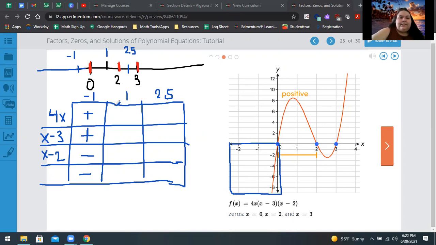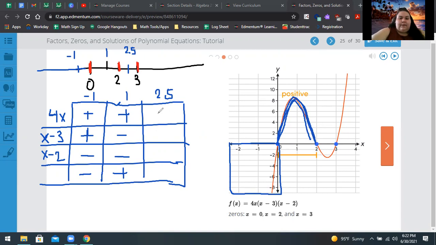We do repeat the same thing for 1. 4 times 1 is still a +4. 1 minus 3 is negative. 1 minus 2 is also negative. So positive times a negative times a negative. Well, the first two give me a negative. Negative times a negative is a positive. So between 0 and 2 should be up above. That's this little area right there. It's above the x-axis.